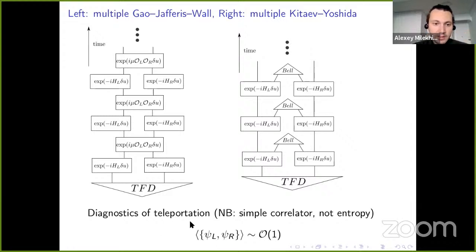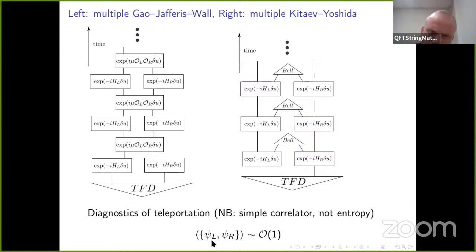And in fact, the diagnostic of teleportation is this anti-commutator between an operator on the left and an operator on the right. So you can actually map this anti-commutator to how well you can transfer quantum states from left to right. So in my talk, the order parameter, if I may call it this way, for the phase transition will be the value of this anti-commutator at certain times. So I want to make it as big as possible.